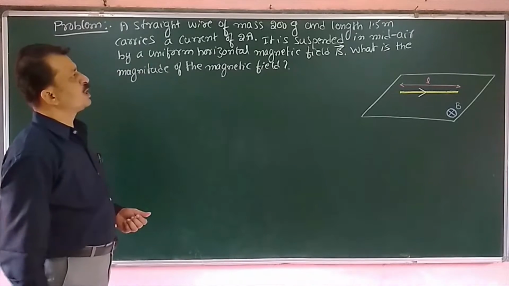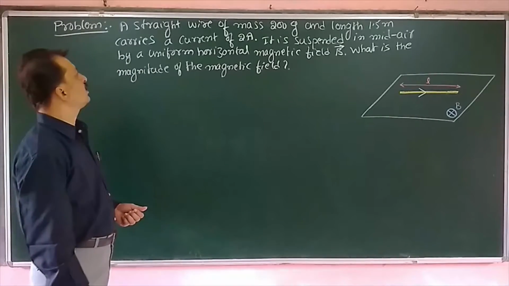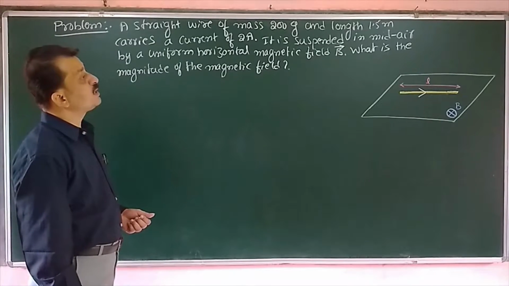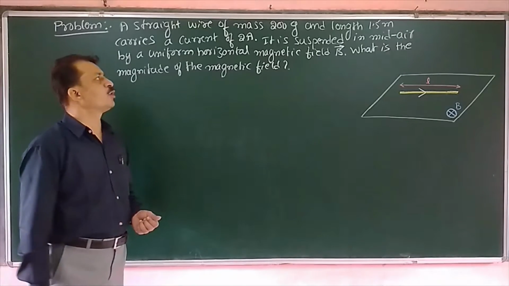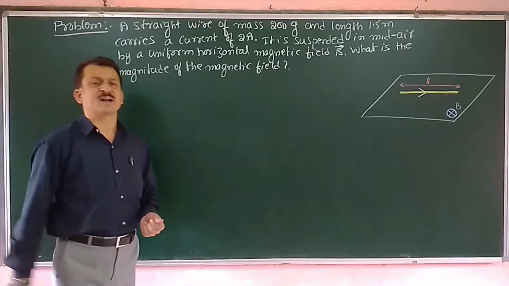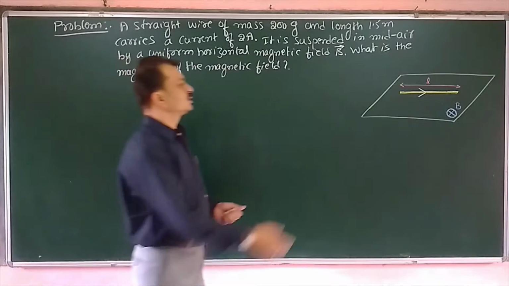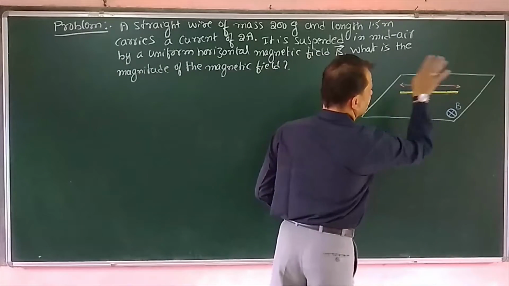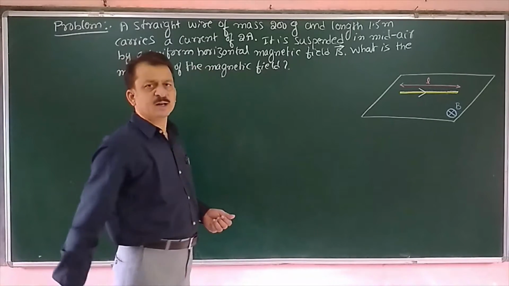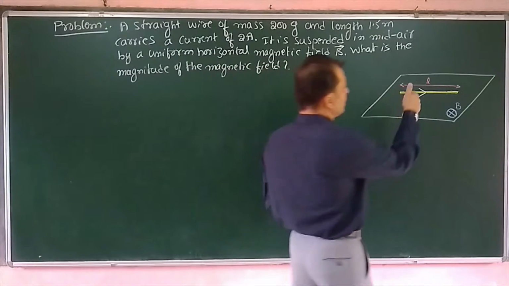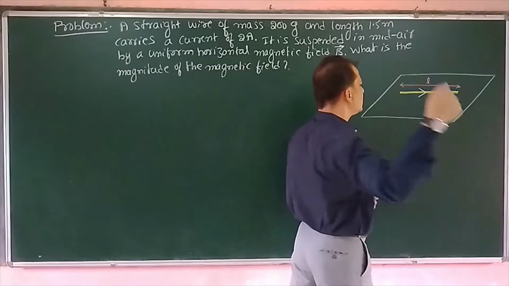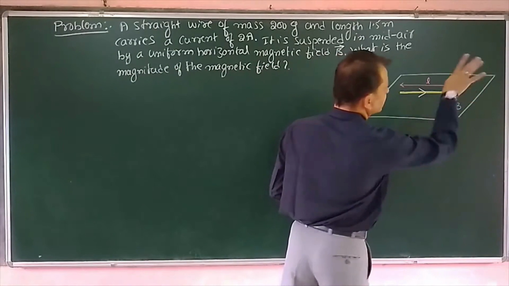A straight wire of mass 200 gram and length 1.5 meter carries a current of 2 amps. It is suspended in mid-air by a uniform horizontal magnetic field, vector B. What is the magnitude of the magnetic field? Okay. So the diagram is like this. We have a conducting wire of length 1.5 meter and its mass is given as 200 gram. It is placed in a magnetic field. The direction of the field is also given. It is into the plane of the board, and the current is along this direction.